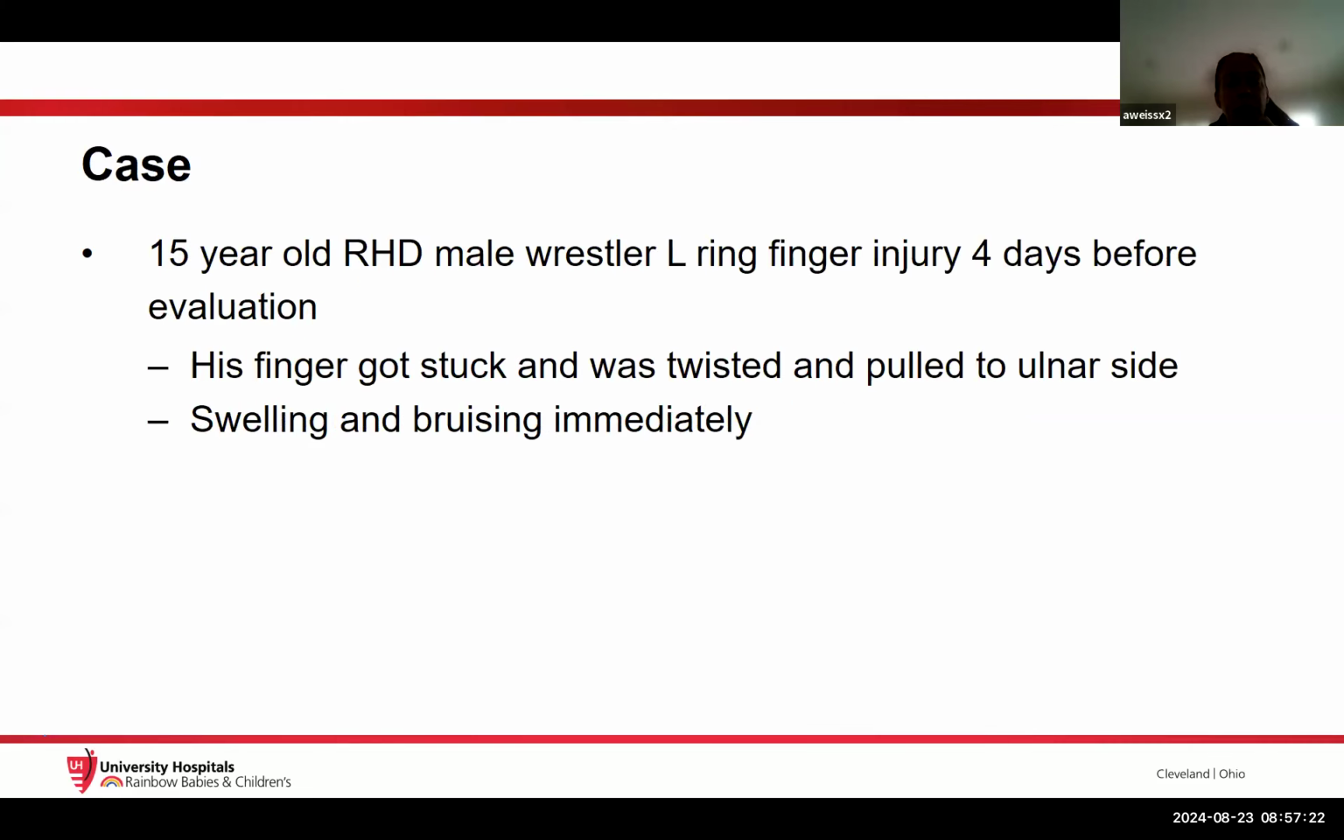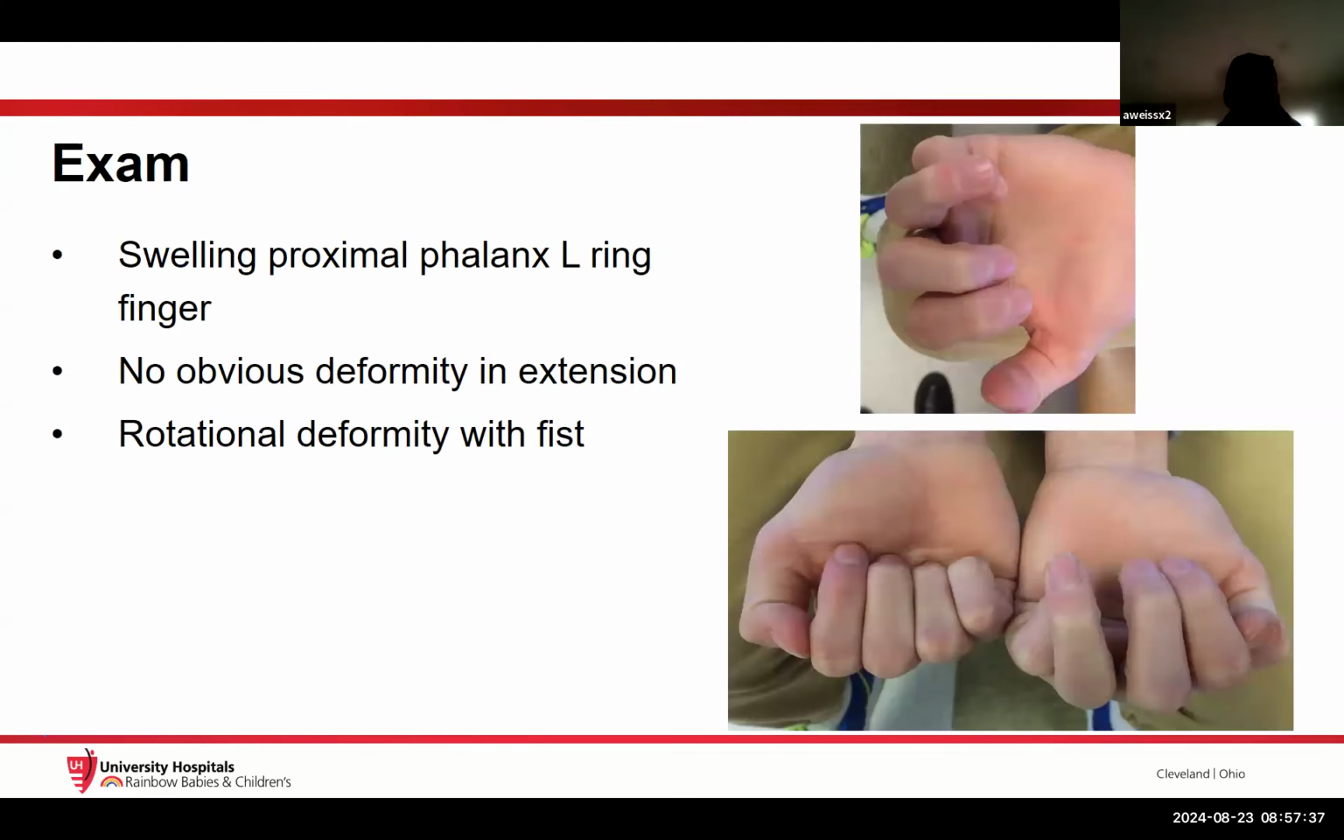This one, this poor kid came into clinic. He's of course a wrestler and was injured many days ago because wrestlers never come in. His finger got stuck and twisted, and he had swelling and bruising, which they ignored. And his dad was a former wrestler and a real joy to have in clinic.